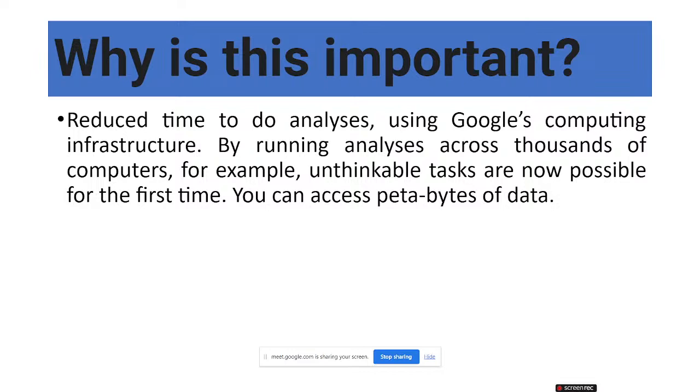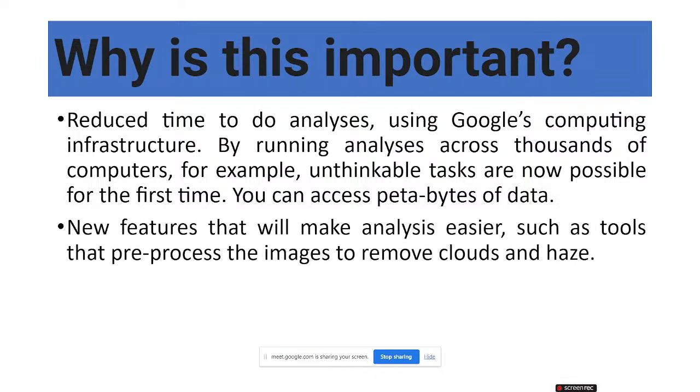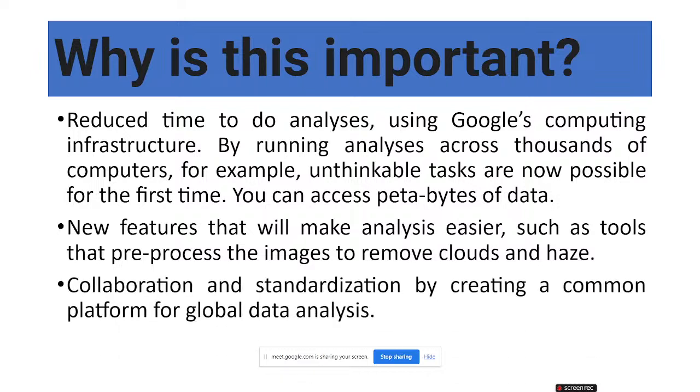And we can easily access petabytes of data. This Google Earth Engine platform also has a new feature. This feature helps you remove the cloud and haze from your satellite images. We can easily remove all of the cloud, all of the haze, and also get a good quality image, and using this image make different types of analysis. And it is a platform where we can do global data analysis. Suppose you can get all of the data sets globally, you can easily compare the data set from one region to another region. So it is a collaboration, it is standardization by creating a common platform for global data analysis.